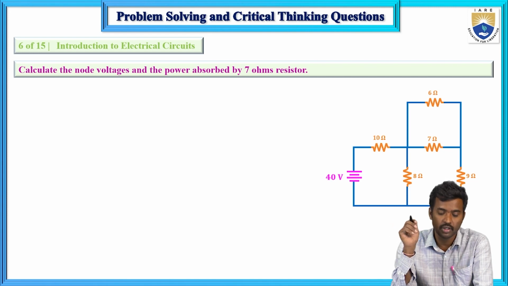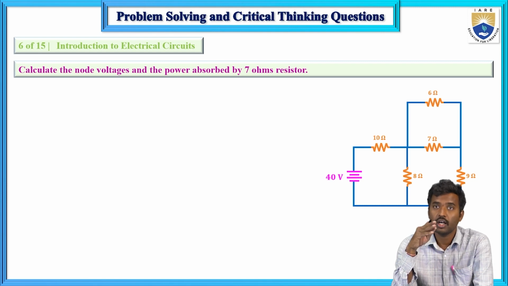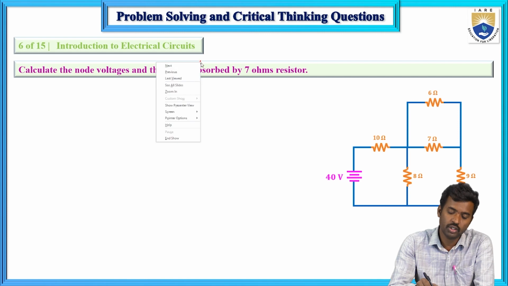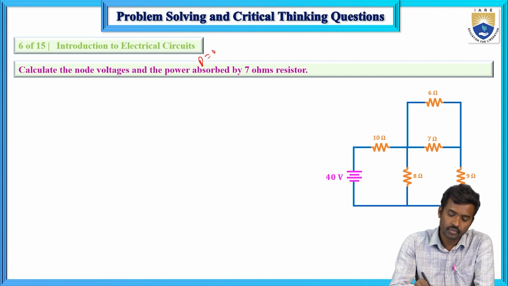Simply we can determine it. So the best method to find the current flowing through each resistor is mesh analysis, which we already discussed in the mesh analysis and nodal analysis concepts, and the best method to find the voltage across each resistor is nodal analysis. Here first determine the node voltages, then determine the power. P equals V into I, and also I square R or V square by R.